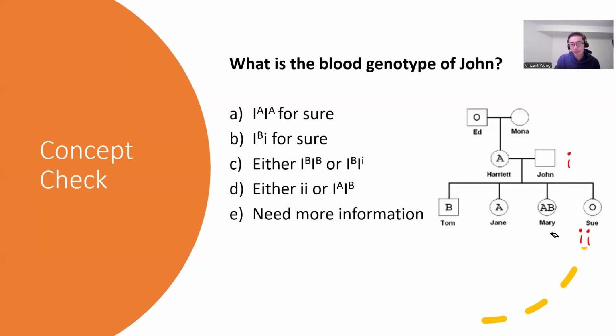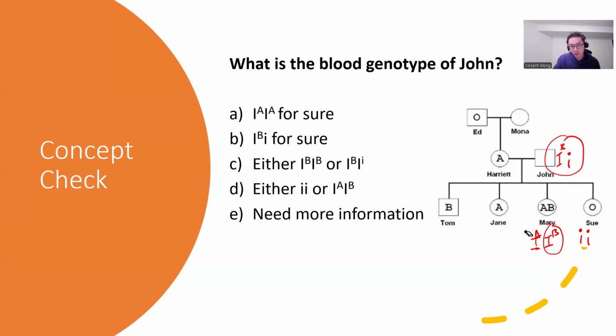Another daughter here, Mary. Mary is AB, so IA and IB. Right? The A, we don't know if it comes from the mom or the dad. However, the B has to come from John, right? The B cannot come from the mom because the mom is type A. Type A person does not have an IB to pass on. So John must be IB little i.